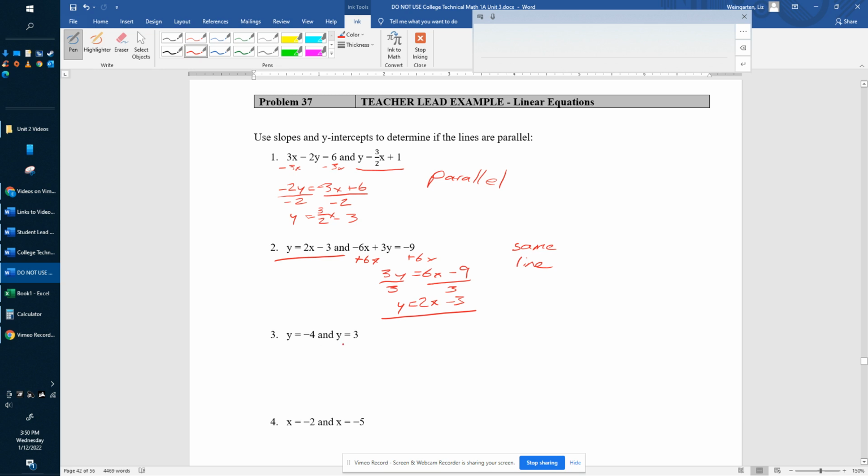Y equals negative 4 and y equals 3. Let's graph it. So here's our x, here's our y. 1, 2, 3, 4. 1, 2, 3. Y is 3. We don't care what x is. X can be anything. Will these two lines ever touch? Nope. These lines are parallel.